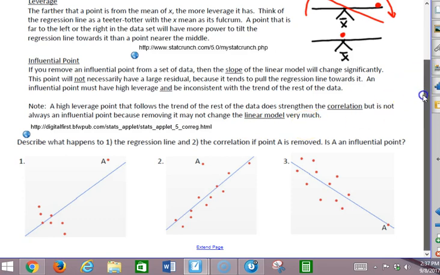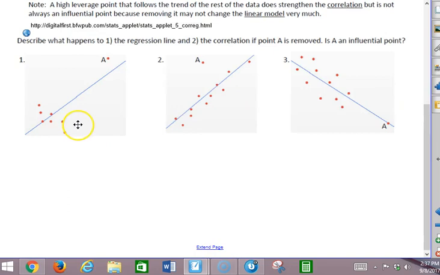So we're going to look at a few examples of this. Here we have 3 different scatter plots, all of which have a point A that is an outlier of some type. We want to determine if point A is also an influential point. Something can be an outlier without necessarily being influential, or it could be both. Also notice that in number 1, A has a bit of a residual, but not huge. In number 2, A has a very large residual, and in number 3, A has almost a 0 residual. We're going to look at these scatter plots and see what happens when we remove A and determine if it's an influential point.